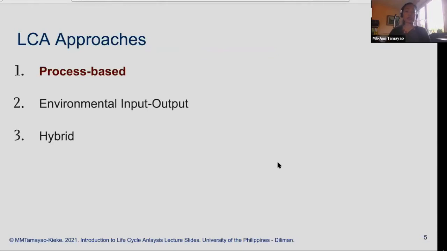Okay, and I mentioned last time that there are 3 main approaches in doing LCA. One is process-based, the other one is environmental input-output, and then the third one is hybrid approach. And the focus of this course is the process-based approach. And the things that we're going to discuss in the succeeding slides are focused on process-based, although of course, discussions on data quality requirements are also applicable to the other 2 approaches.